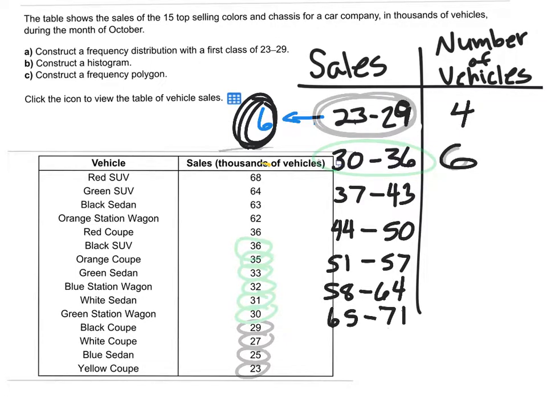Oops, it would help if the math teacher could count, wouldn't it? I actually have one more right there. So that is not a 6. There are actually 7 numbers that fall in that interval of 30 to 36.